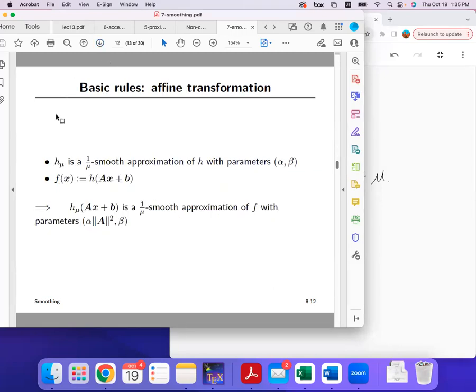And we further have this affine transformation. If f mu is a smooth approximation, then h of Ax plus b, so inside we have an affine transformation, is also an approximation of the function, but the approximation parameters will depend on this linear transformation and basically depend on the spectral norm of this linear transformation.